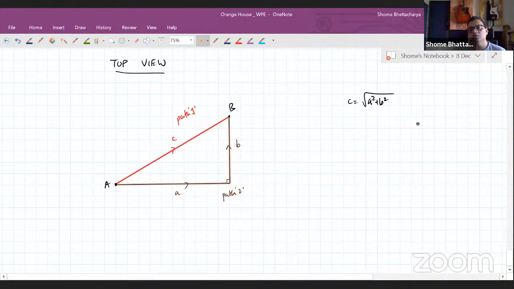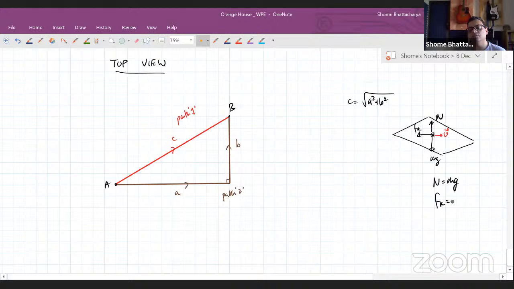So remember the actual body is moving on the surface like this. On it there is mg acting downwards and normal reaction acting upwards like this. If its instantaneous velocity is in this direction, then there will be kinetic friction acting opposite to the instantaneous velocity. The normal reaction will always be equal to mg, so the magnitude of kinetic friction, which is mu N, will always be mu mg. But the direction of kinetic friction varies.